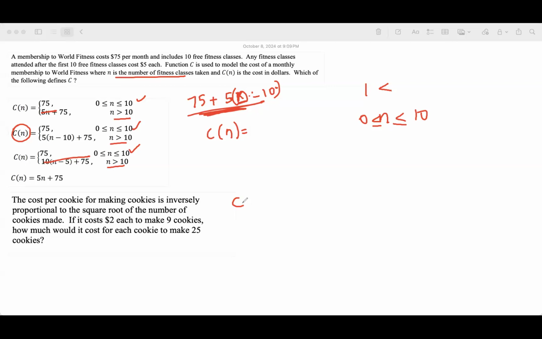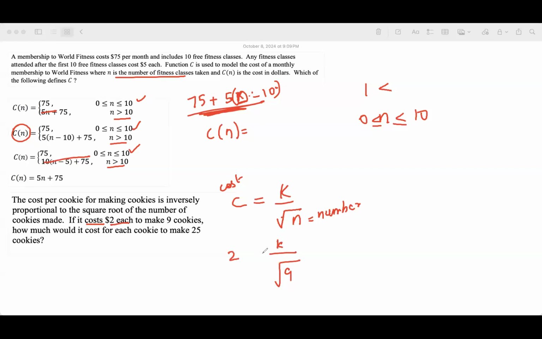Cost per cookie for making cookies is inversely proportional to the square root of the number of cookies made. You see, this is cost, and this is the number of cookies made. Inversely proportional means C equals k by x, where x is the square root of the number of cookies made. If it costs $2 to make 9 cookies.